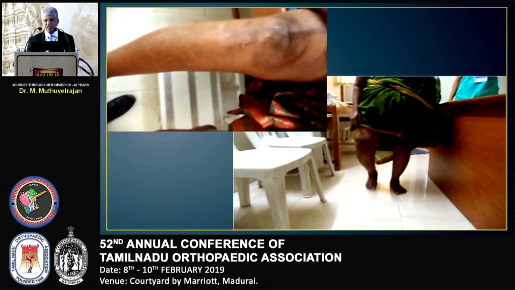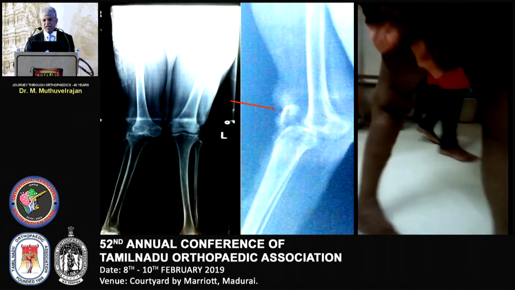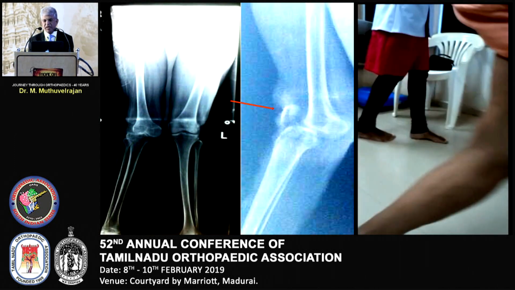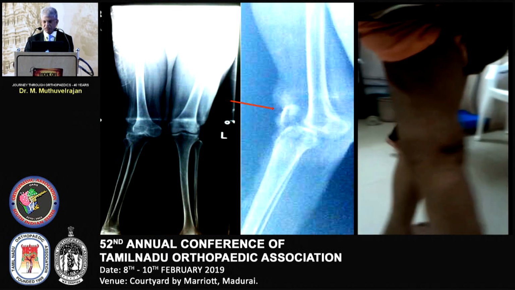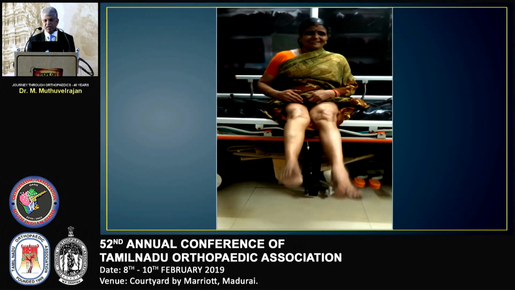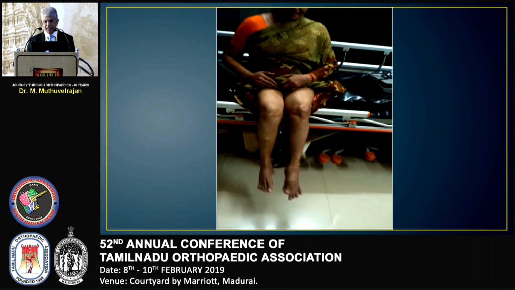The next thing is genu recurvatum, which is a rare occurrence in any surgeon's life. And this is one case of a lady with a gross genu recurvatum, and you could see that she had a very severe patella baja also. She had a good quadriceps function, so we decided to go with the TKA.